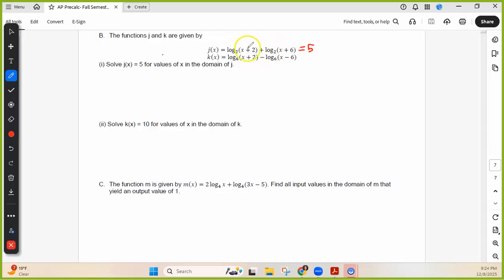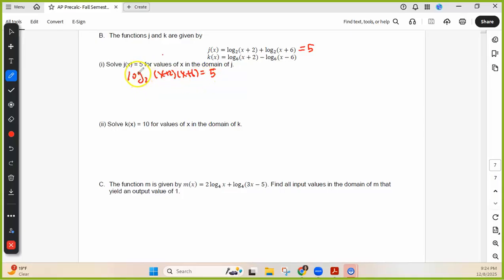You have two logs on the left side. You don't have a log on the right side. But you know how to combine those two things. How do you combine those two things? Condense them. I'm going to multiply my arguments together. So I got log base 2 of x plus 2 times x plus 6 is equal to 5. I have a single log.